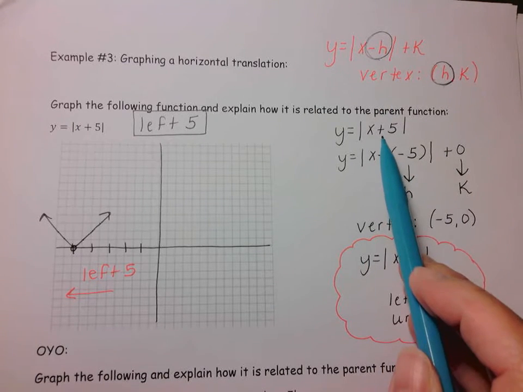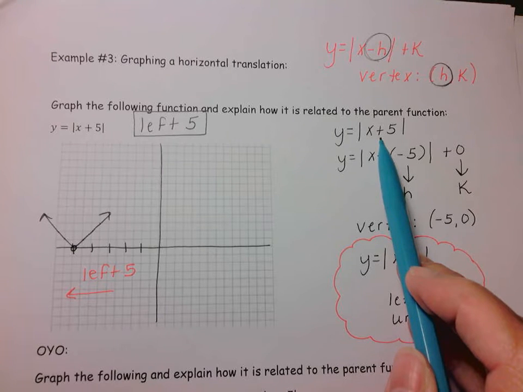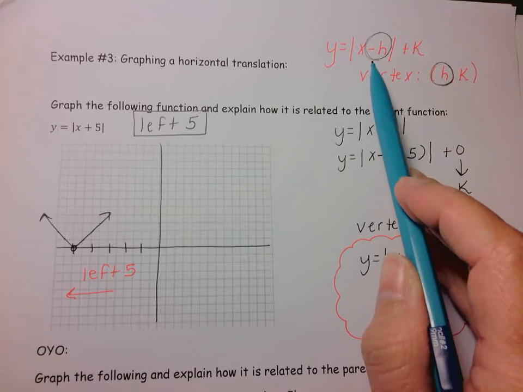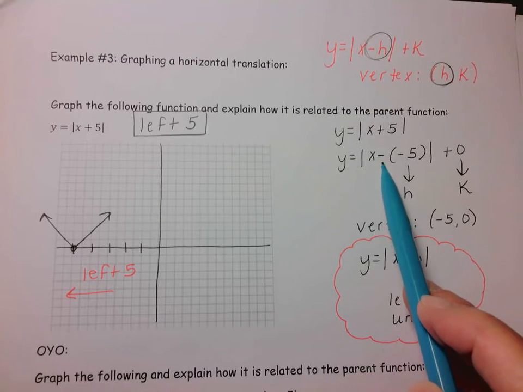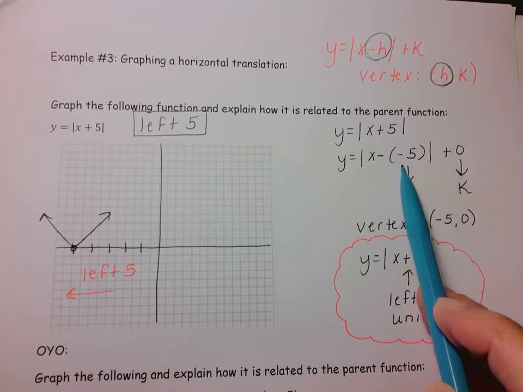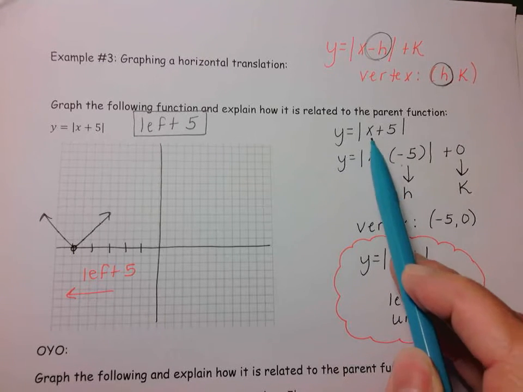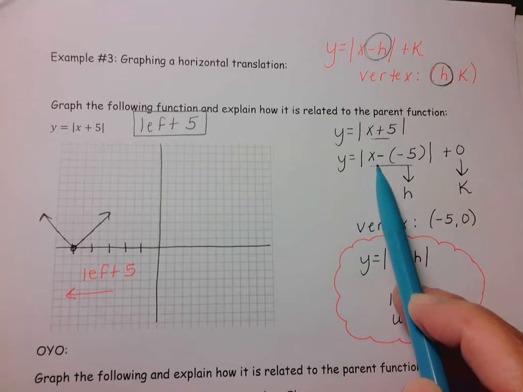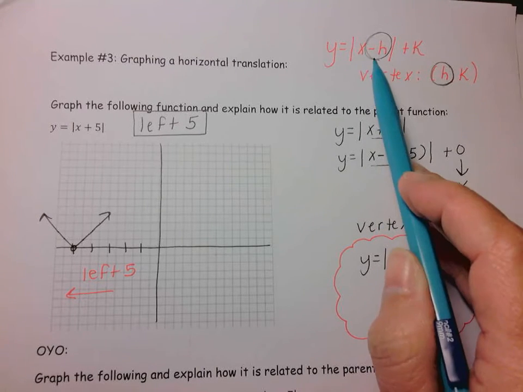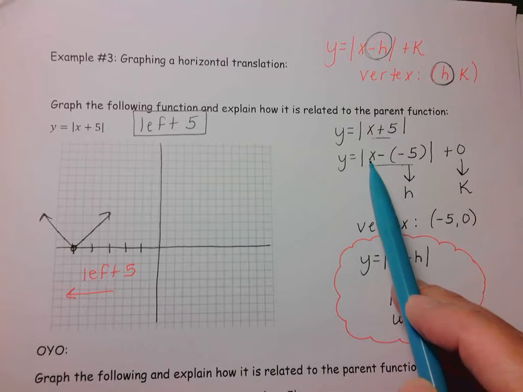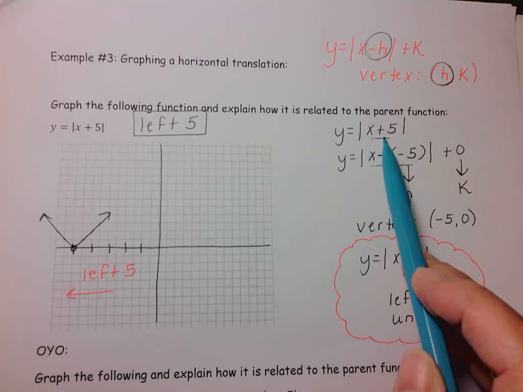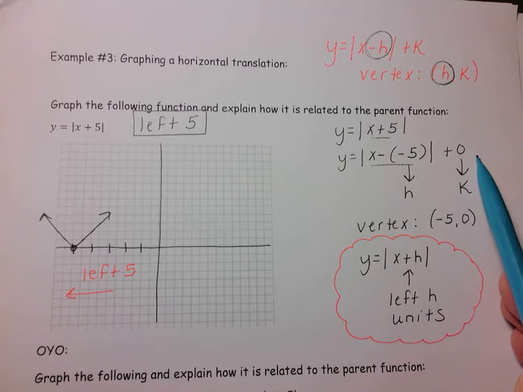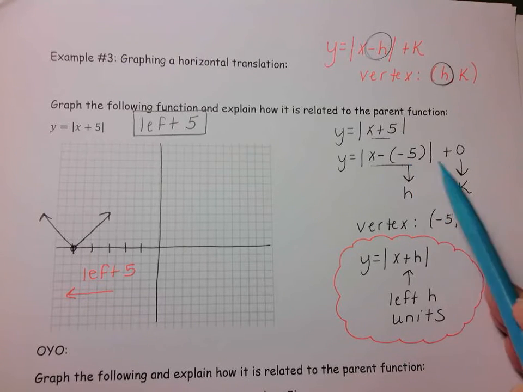If we say y equals the absolute value of x plus 5, knowing the equation is x minus h, this is the same thing as saying x minus -5. So pause the video and make sure that you understand how this and this is the same thing. If it's -h, what we're saying is this is x minus -5, if the equation says x plus 5. So I have plus 0 for my k, so then what do I know about my vertex? My vertex is at -5, 0.